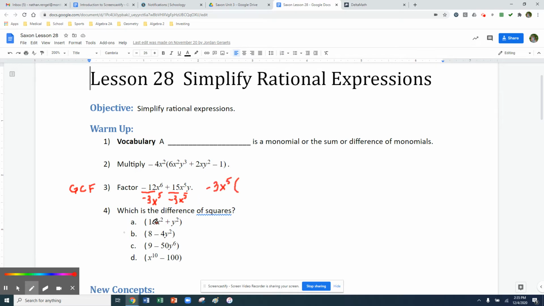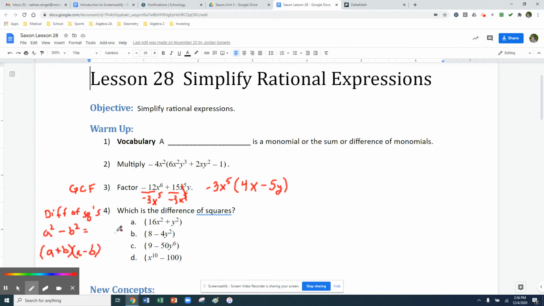Now to rewrite this in factor form, I'm going to put my GCF out in front and start to set up what looks like a distributive property problem. Very similar to what this is up here. So I'll take negative 12 divided by negative 3 gives me a positive 4. X to the 6th divided by x to the 5th, I'm just going to subtract 6 minus 5, leaves me with x to the 1st. 15 divided by negative 3 is negative 5. X to the 5th divided by x to the 5th, those will cancel, and then I'm left with a y. So there would be my factored form of number 3.